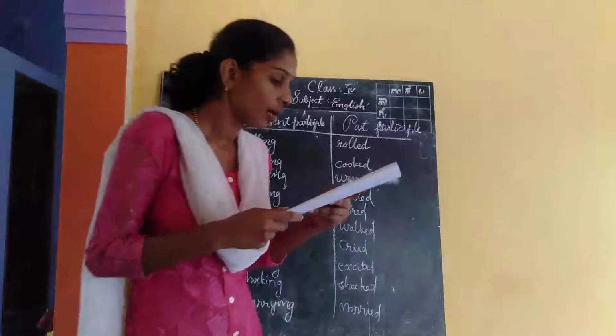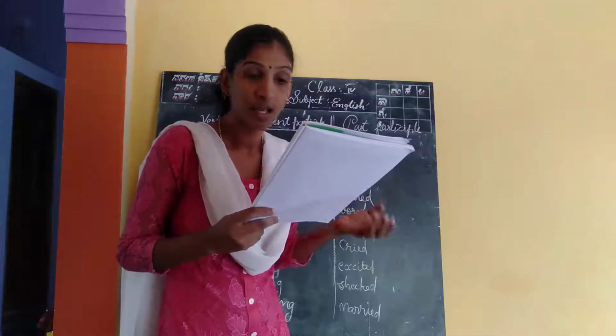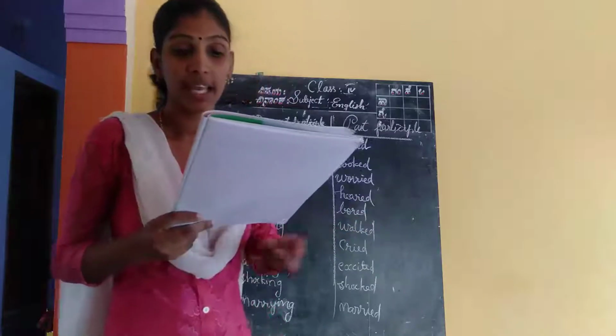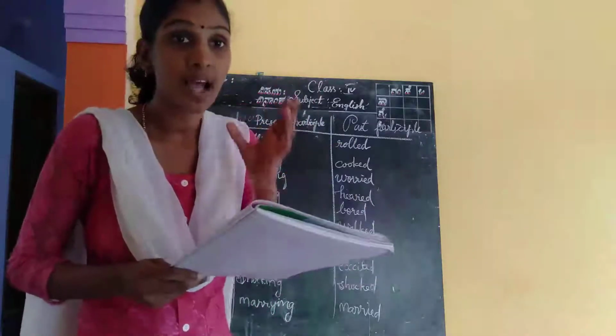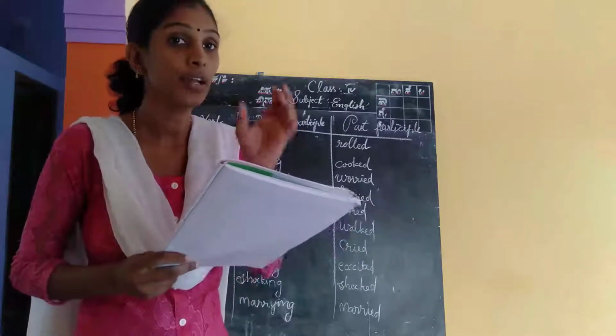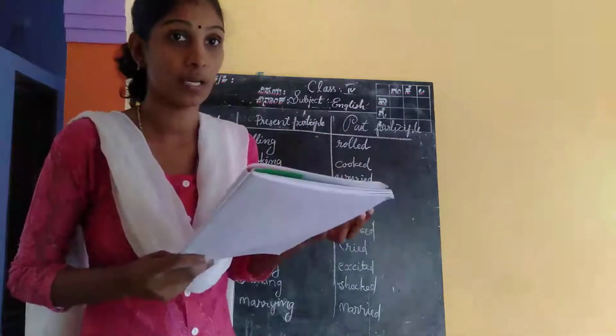Okay. Rope climbing was an dash activity. Exhaust is given in the bracket. Exhausting is V4, the present participle. Exhausted is V3, the past participle.